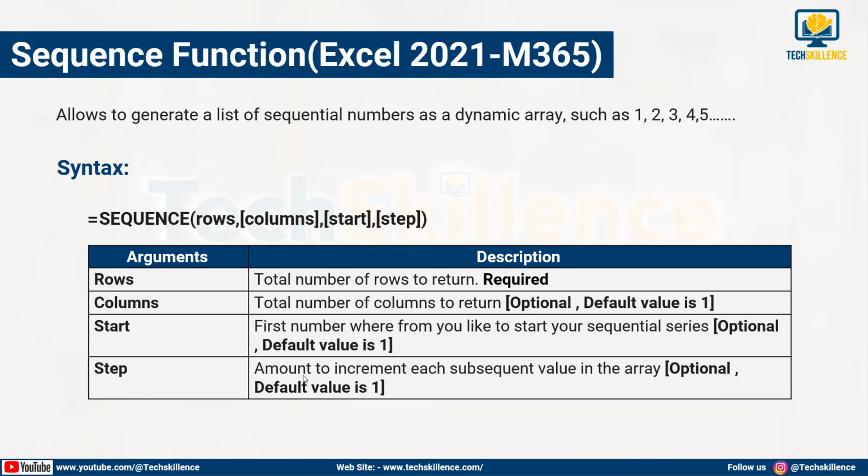The step, meaning how much you like to increase from one number to another within a subsequential value in the array. So each time value is going to move from 1 to second, what exactly the differences you want to get, continue there. So this is again an optional parameter, everyone, and the default value for the same is again 1. So by using these functions, we'll be able to generate our sequential series.